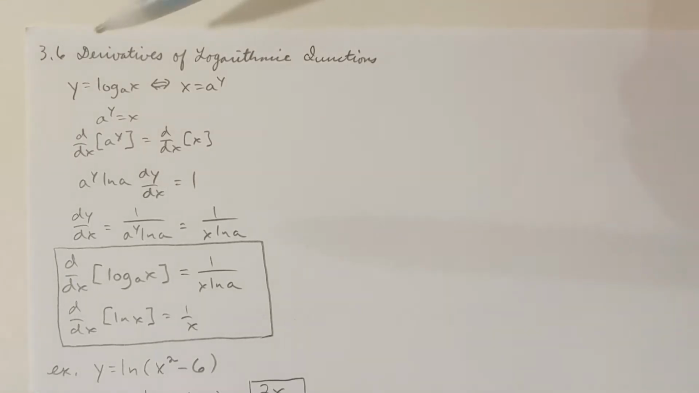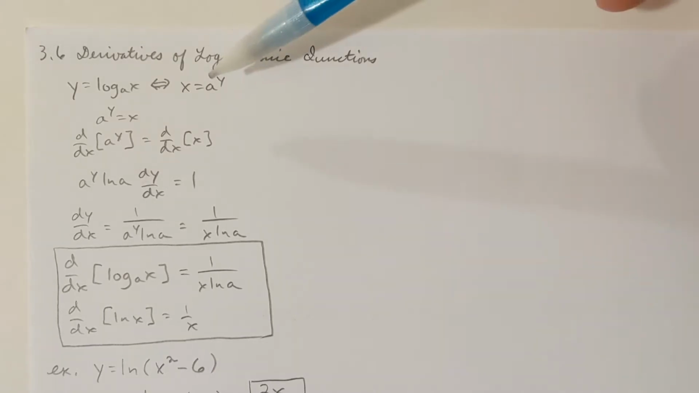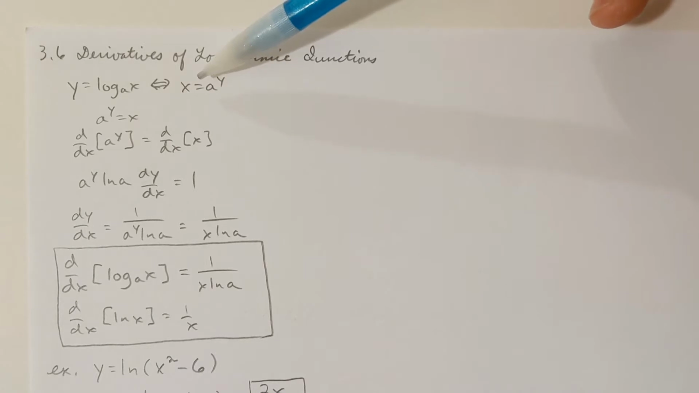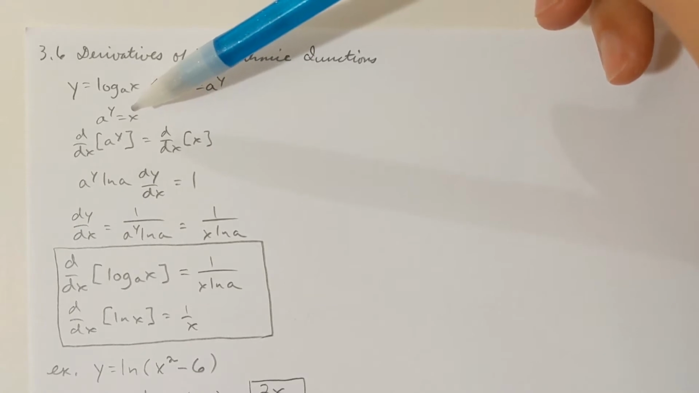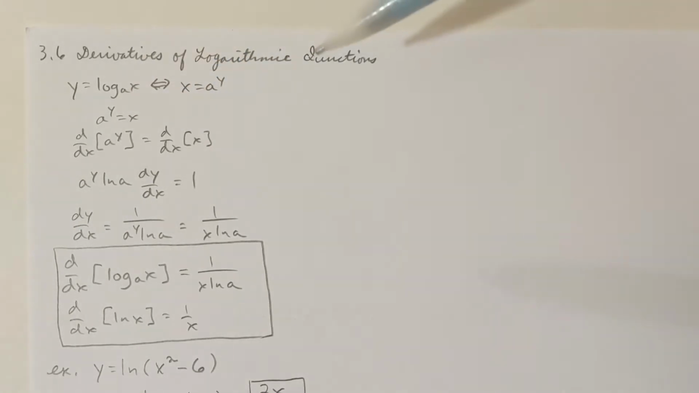Now, in algebra, we know that y equals log base a of x means x equals a to the y. Okay, that's the definition of a logarithm. I tell my algebra students, make sure that you know that. To me, that's the most important thing when it comes to working with logarithms. So I'm going to use this equation here, x equals a to the y. And now this equation is in implicit form, right? Since it has not been solved for y.